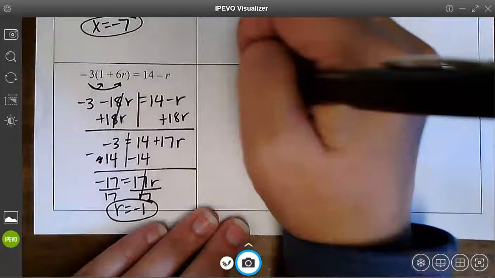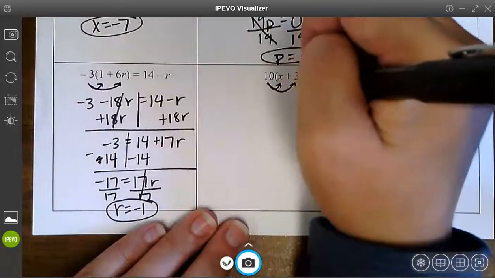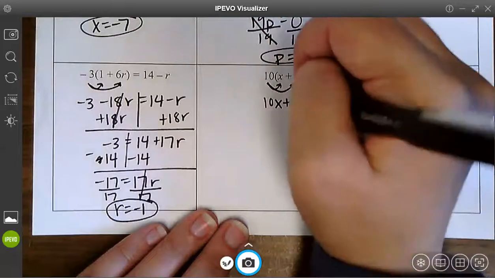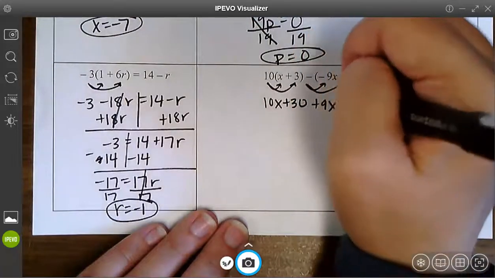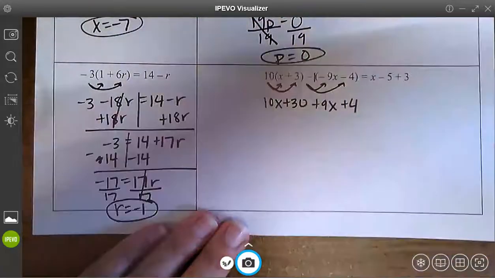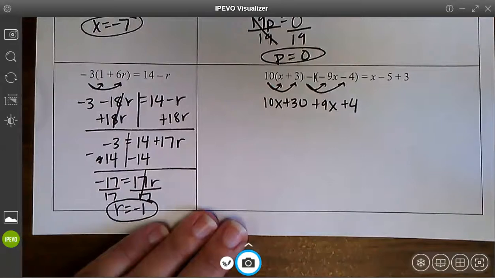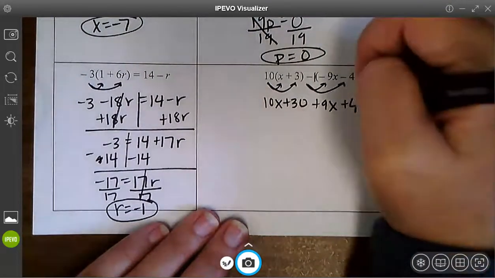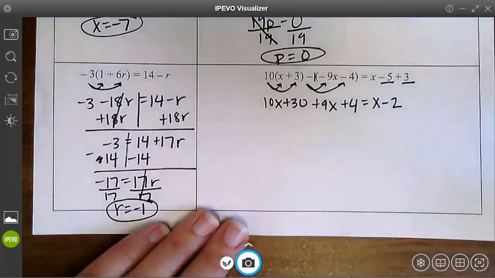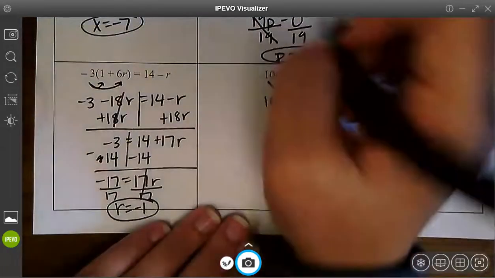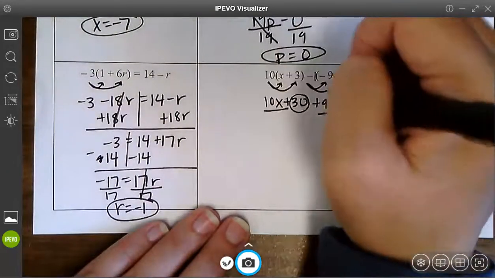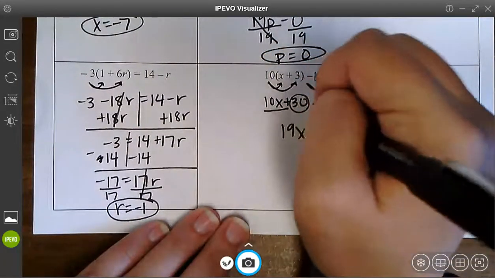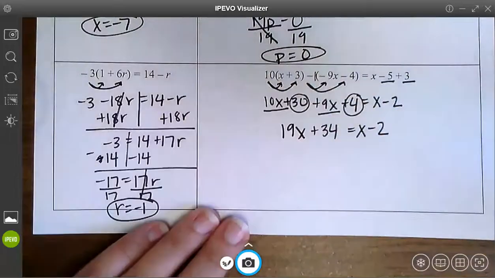The next one. You get 10x plus 30 plus 9x plus 4. This is like having a negative 1. So I'm just distributing that negative 1 within. Go ahead and combine those terms on my right-hand side. So I have x minus 2. On the left, combining my terms, 10x plus 9x is 19x. 30 plus 4 is 34. Equals x minus 2.